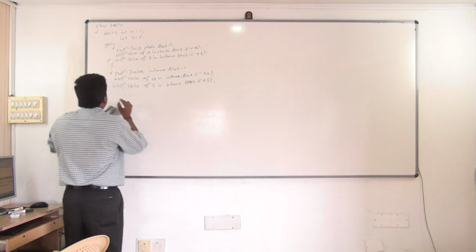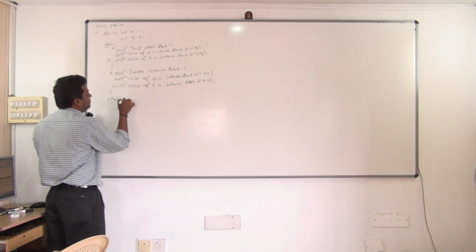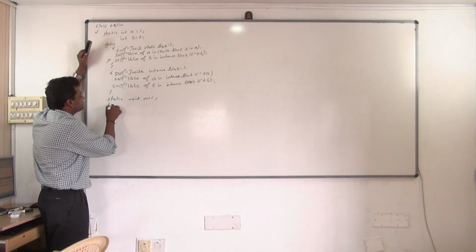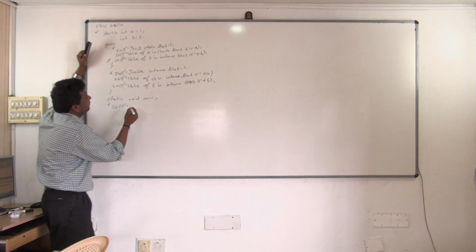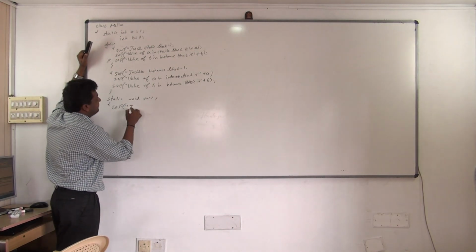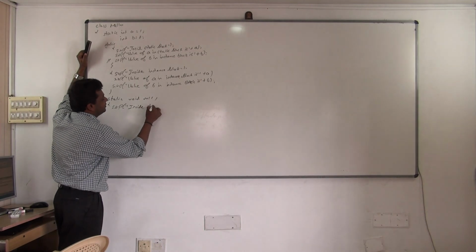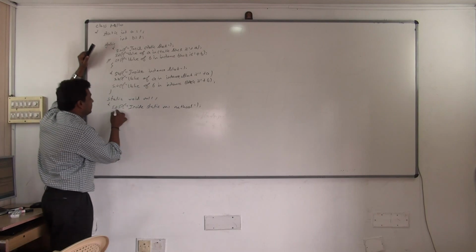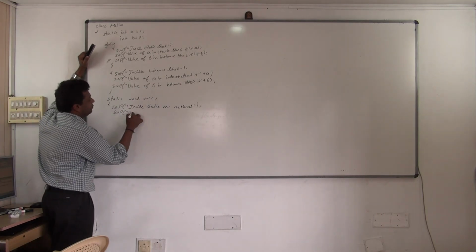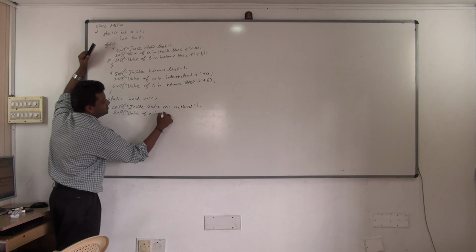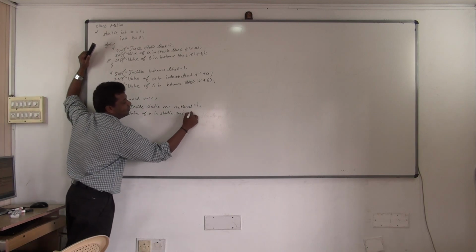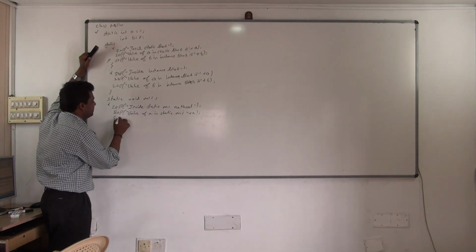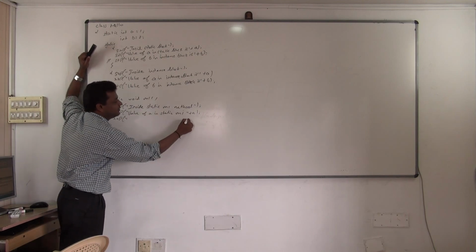Now the same case applies to a method. Static void M1. SOP inside static M1 method. SOP value of A in static M1. Write it like this, then you will understand where the output is from. Otherwise it will print A, B, B, B and you will not understand where it is from.